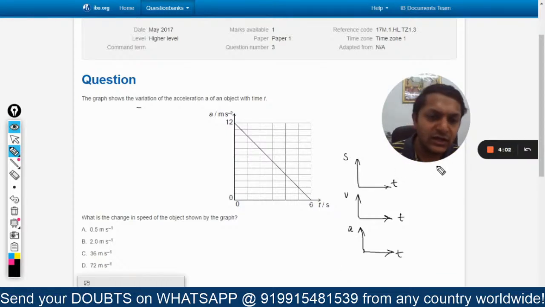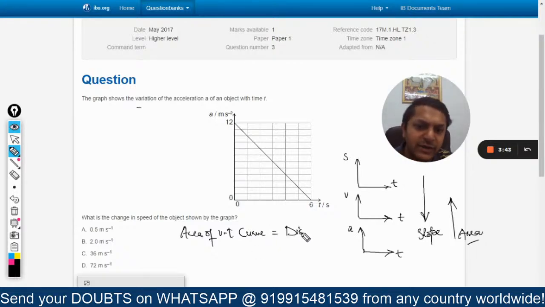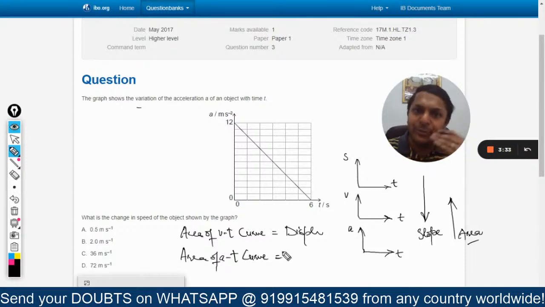Now, what is that? When we go downwards, we find the slope of the curve, and when we go upwards, we find the area under the curve. So the concept is, the area of the VT curve will give you displacement. This is what I want to tell. And the area of the acceleration time curve, now we are moving upwards and we need to find the area, so the area of the acceleration time curve will give you the velocity at that particular time.